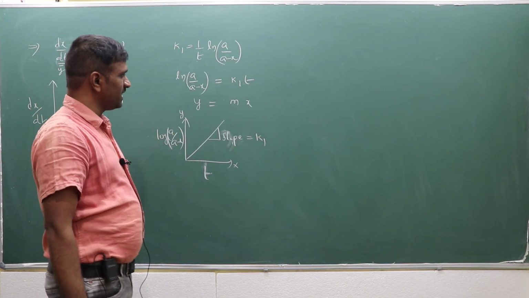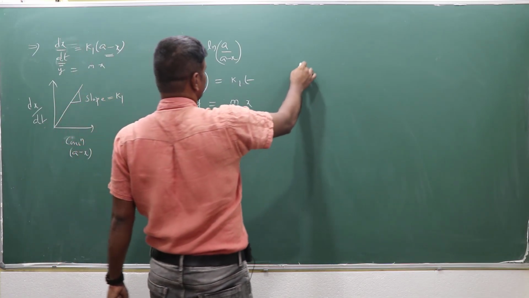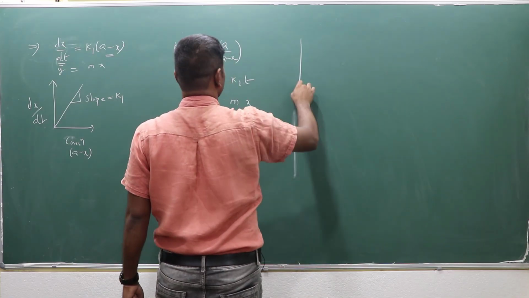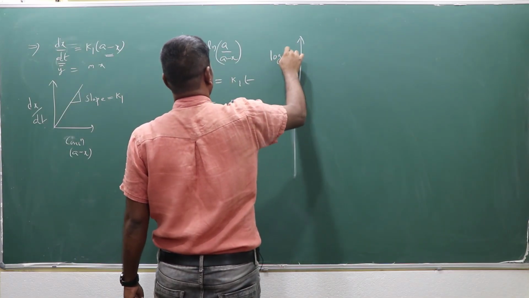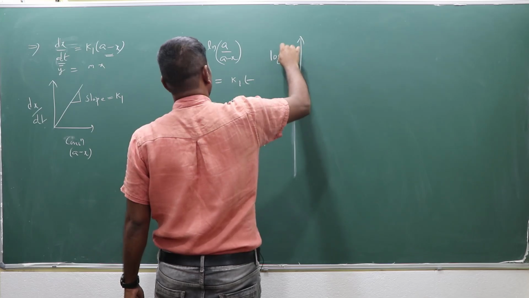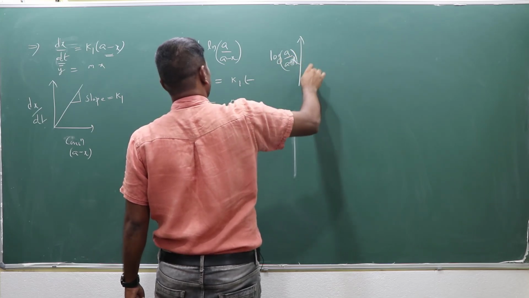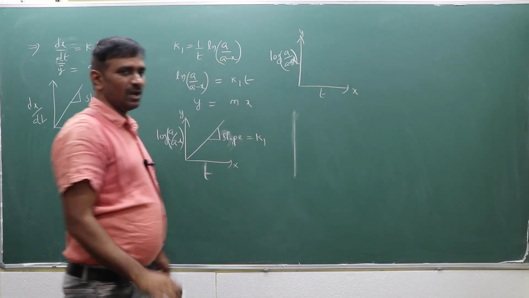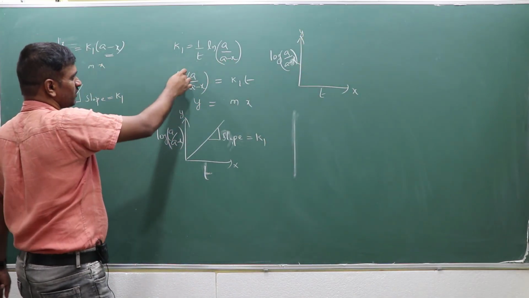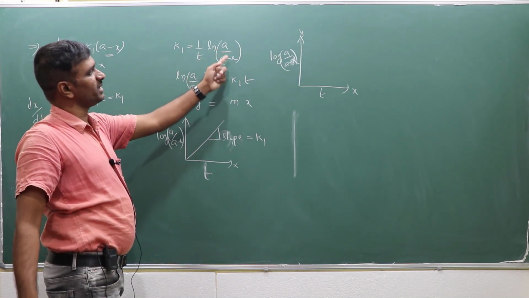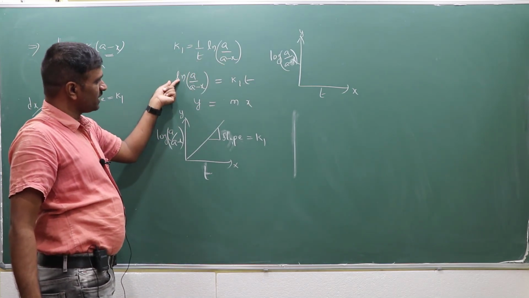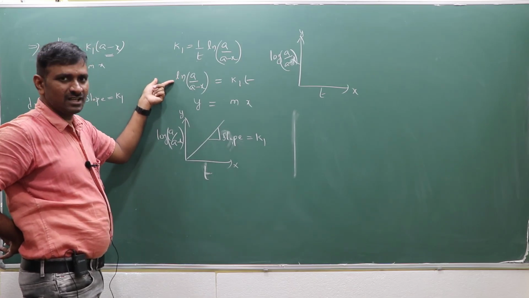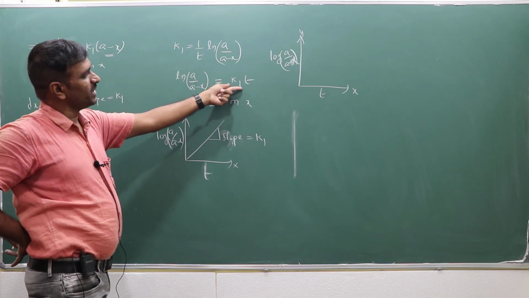Or sometimes the plot between log a by a minus x versus time t will be mentioned. If log is written, what will happen? ln a by a minus x equals k1 t, so 2.303 log a by a minus x equals k1 t, so log a by a minus x equals k1 by 2.303.